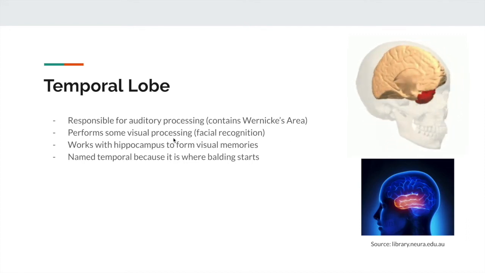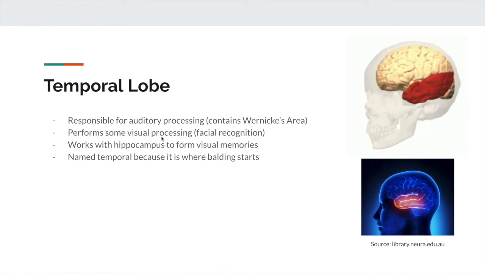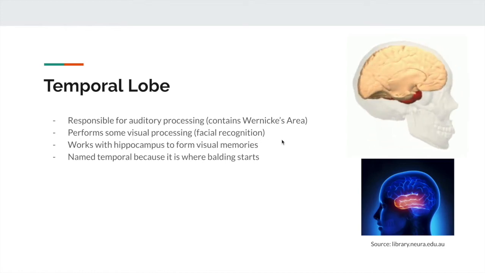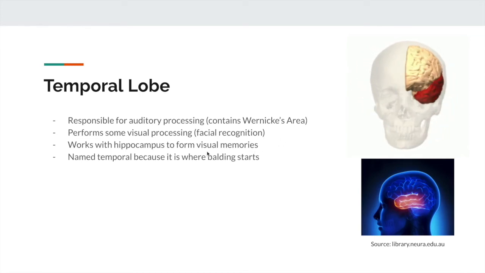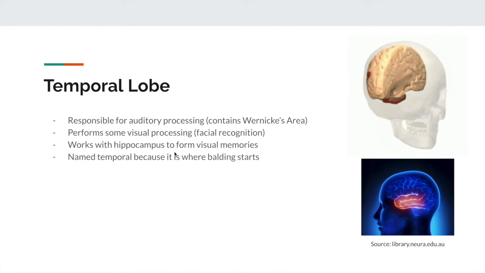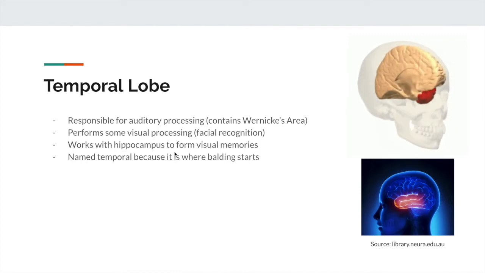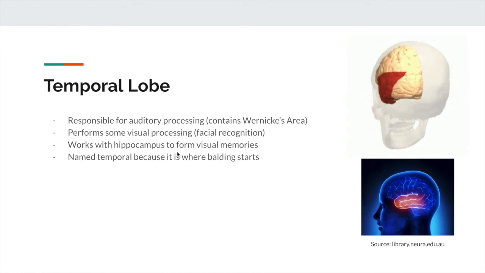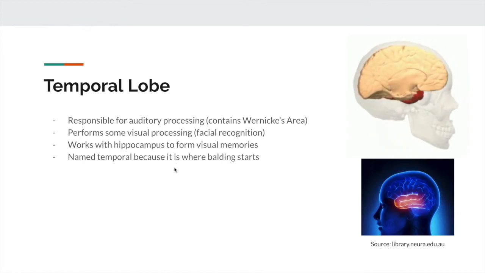This area also performs some visual processing that helps out the next lobe that we're going to be talking about. And it also works with the hippocampus, which is another structure of the brain, to form visual memories. Your ability to close your eyes and think about a certain incident and see everything, this lobe is responsible for that.